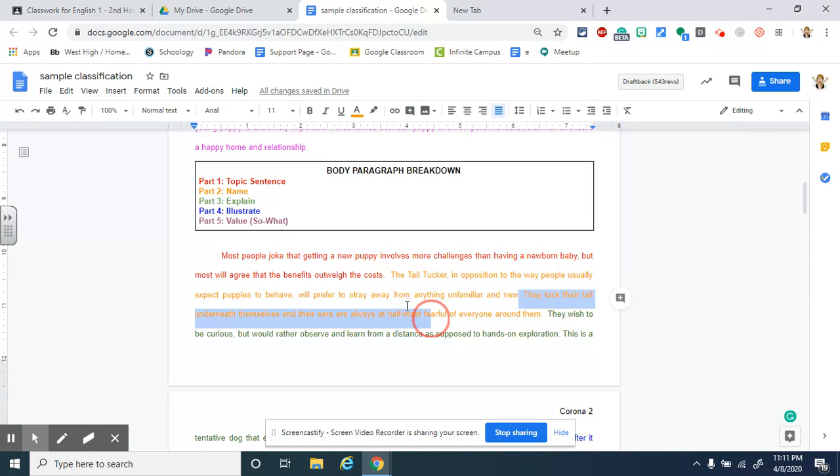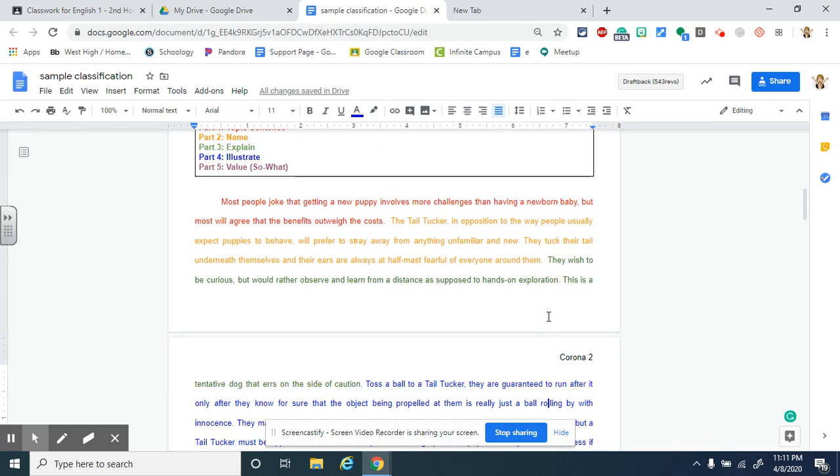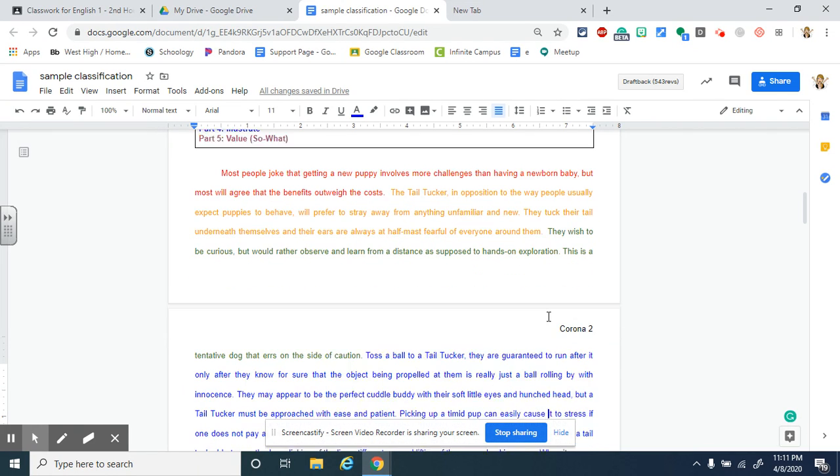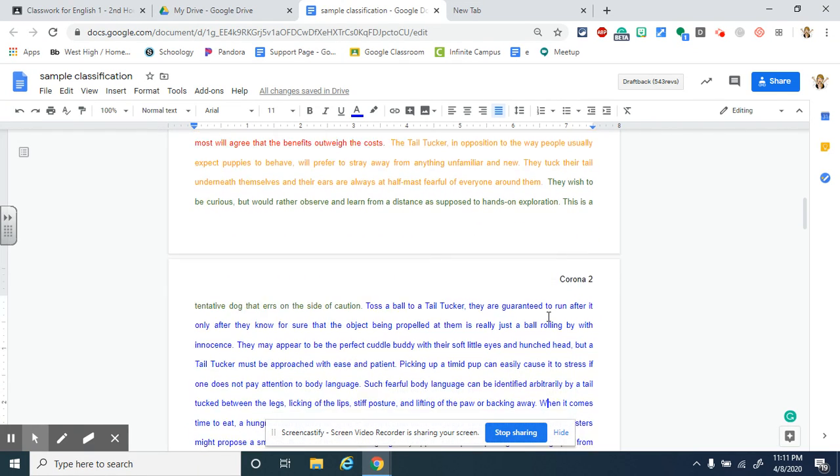So they tuck their tail underneath themselves and their ears. Then we explain. So now we're going to kind of define this type of puppy. They wish to be curious, but would rather observe and learn from a distance, as opposed to hands-on exploration. This is a tentative dog that errs on the side of caution. So that's kind of like our definition piece.